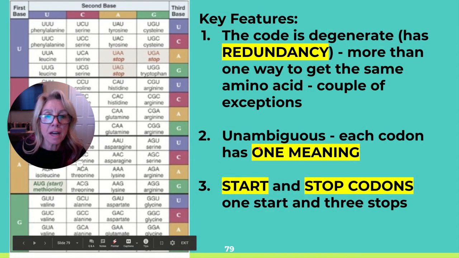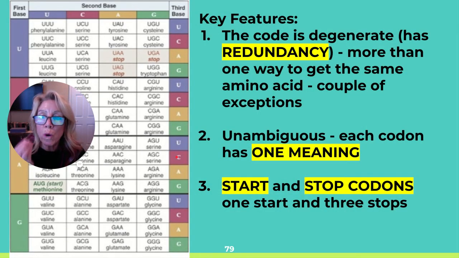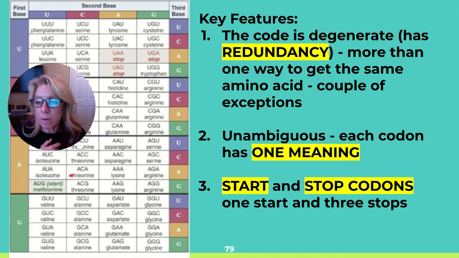The second one is it's unambiguous. Each codon has 1 meaning. There's only 1 interpretation of each codon. And you can add that to your notes. And then there are start and stop codons. So the start codon is right here, AUG, only 1 of those. And there are 3 stop codons. So start and stop signals.